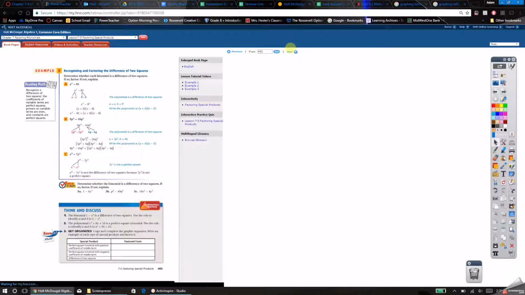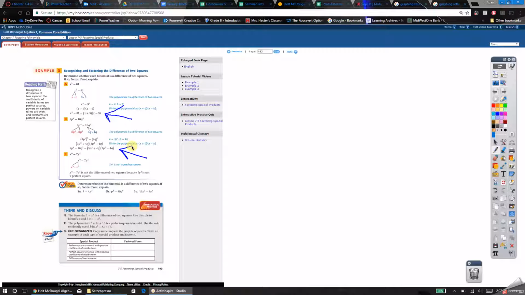They've got examples on the next page. X squared minus 81 would give you the quantity x minus 9 times the quantity x plus 9. They do a good job showing how they got that here. The 9 came from the square root of 81. We've got 3p to the fourth minus 16q squared. The square root of 3p to the fourth would be 3p squared. The square root of negative 16q squared would be a positive 4q and a negative 4q. So they talk about that here. They give you the answer.